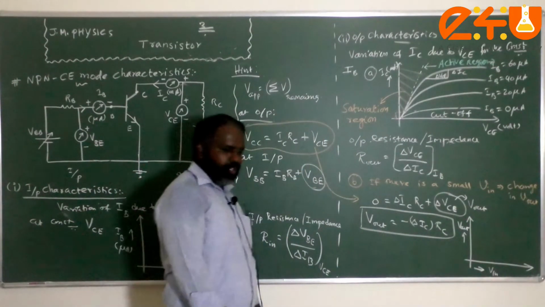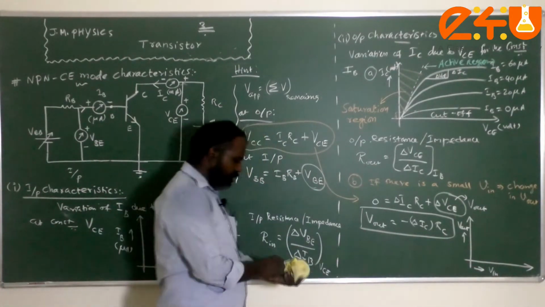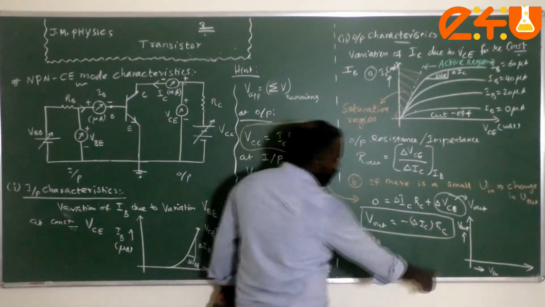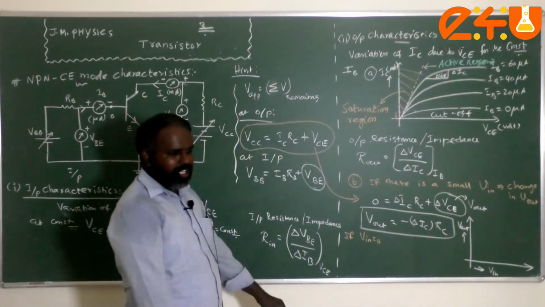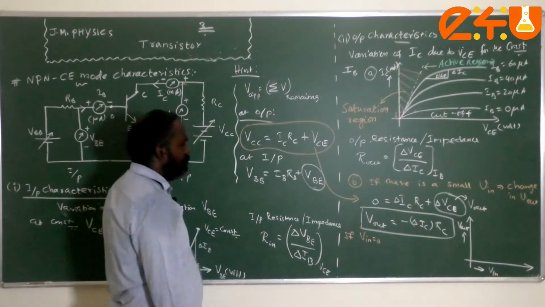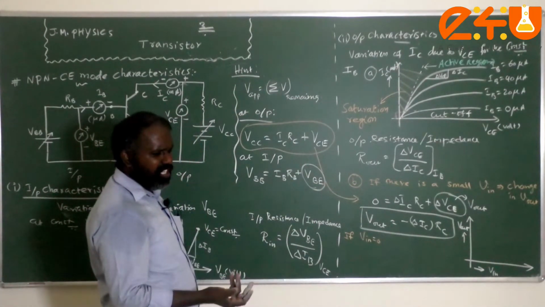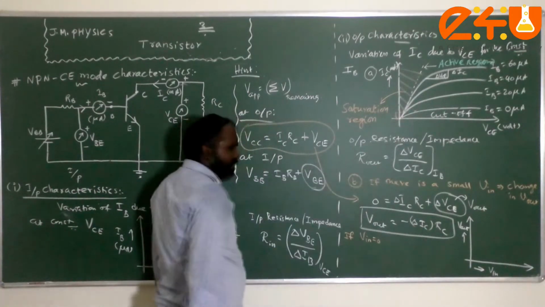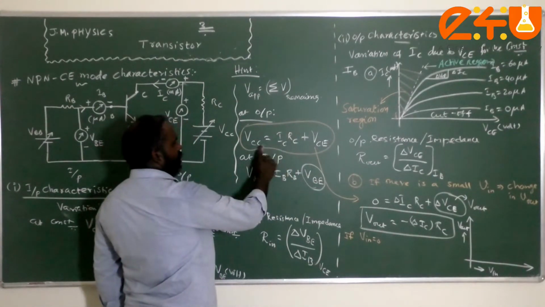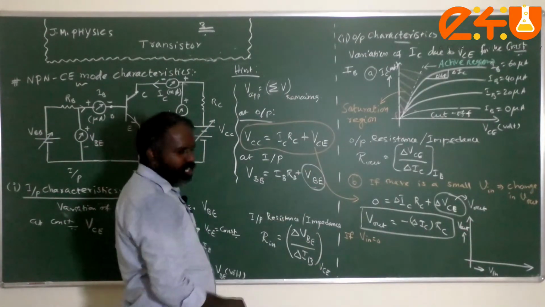So when V in is 0, what will happen? If the first case is that V in is 0, then V out will be 0. V out 0 means the collector current will be very less or negligible. If you neglect the collector current, then we get VCC equal to VCE. That means this change in VCE is considered to be our output voltage.